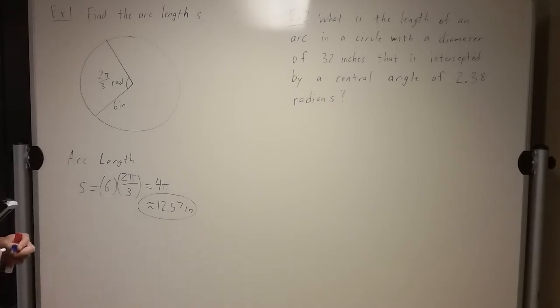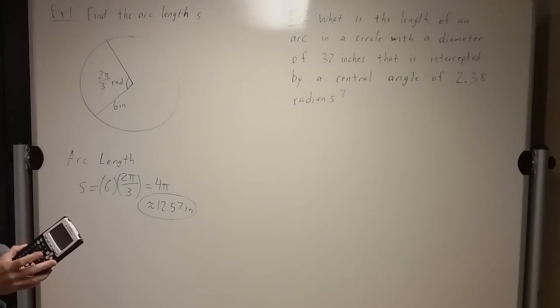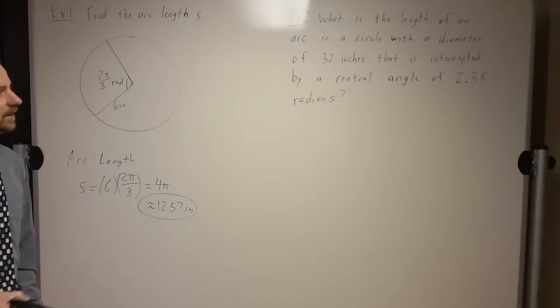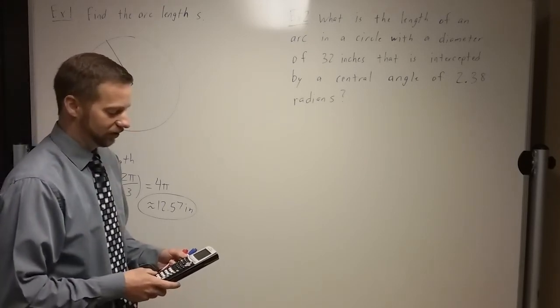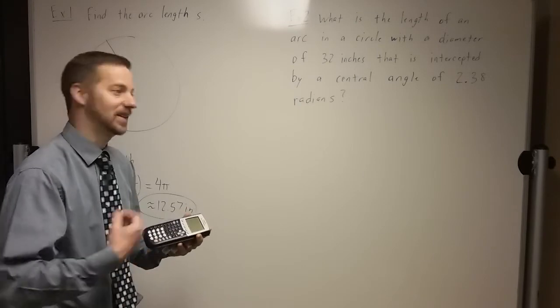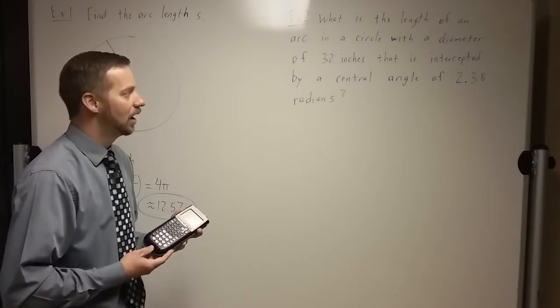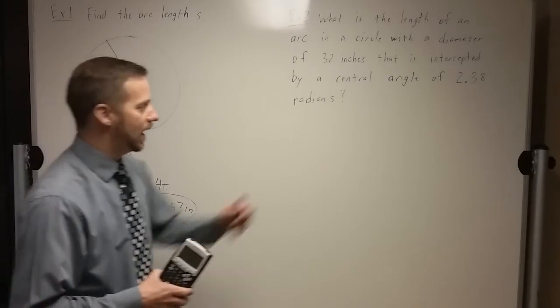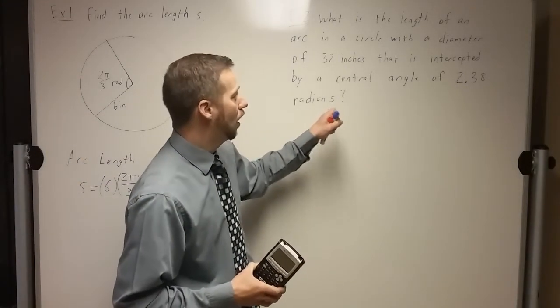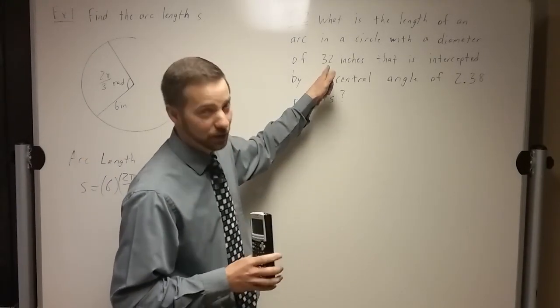And then let's try one more. What is the length of an arc in a circle with a diameter of 32 inches that is intersected by a central angle of 2.38 radians? I wanted to do one like this because a lot of times there are questions like this on standardized tests, ACT, things like that. A lot of words. But really in the end, we know the angle in radians, right? We know the radius with a little bit of work.